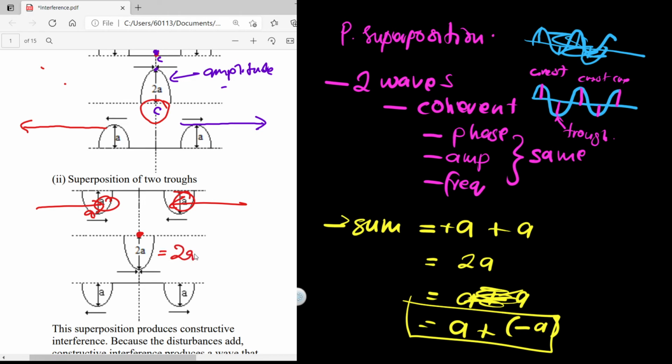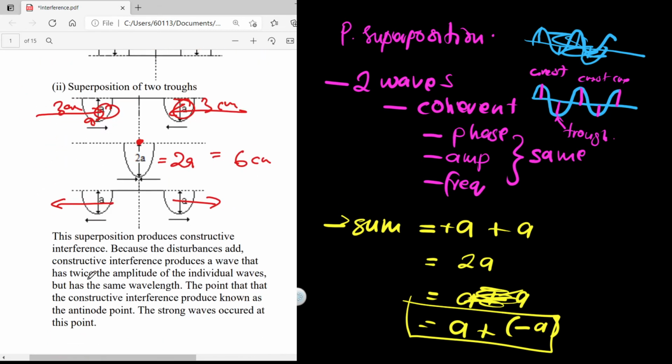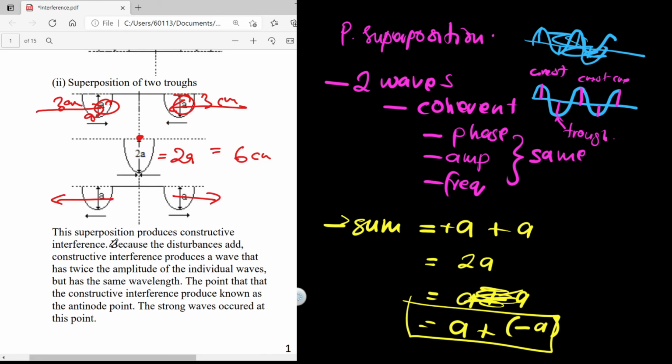So 2A. If we have 3 cm and 3 cm, what will we get? 6 cm. Just add the two numbers. After colliding, they will go back to their original motion, their original direction, with their original amplitude. This superposition produces constructive interference. So this is what we call constructive interference.